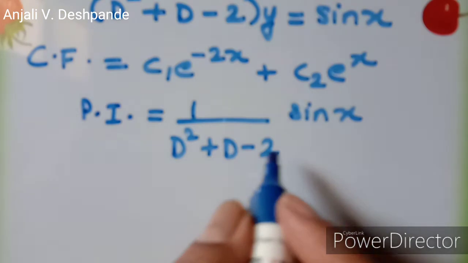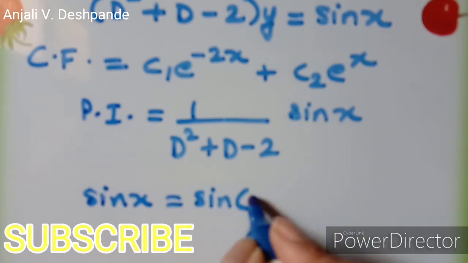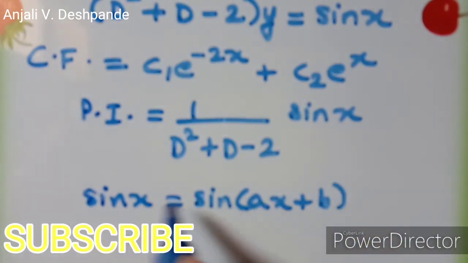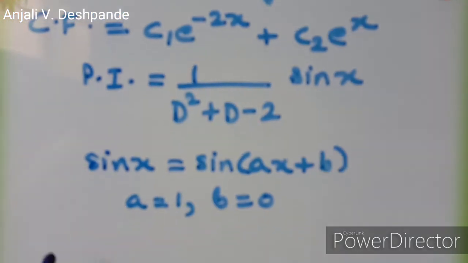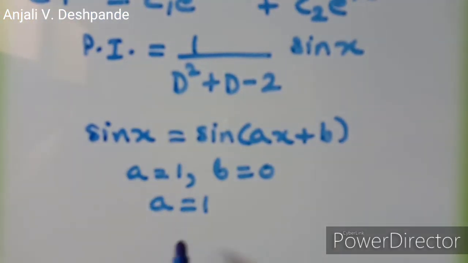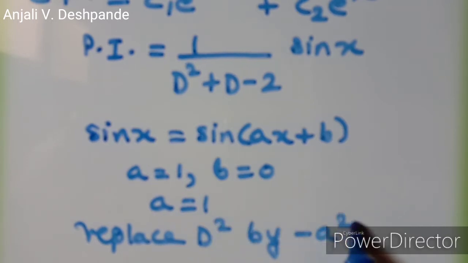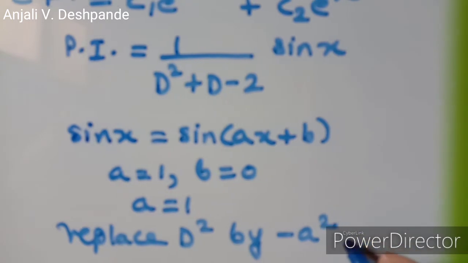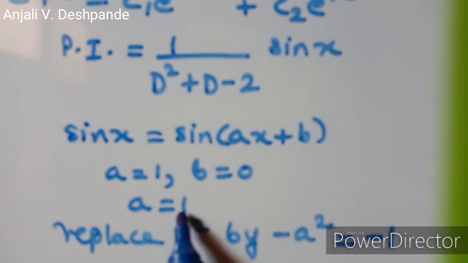Here let us compare this sin x to the general form sin of ax plus b. If you compare to the general form, you will find that the value of a is 1 and the value of b is 0. So in our case a is equal to 1. Like it was told in the formula, we are going to replace D squared by minus a squared, so in this case we are going to replace D squared by minus 1.